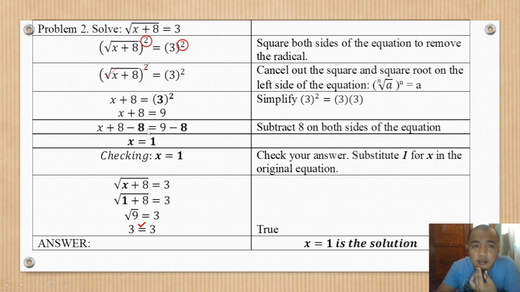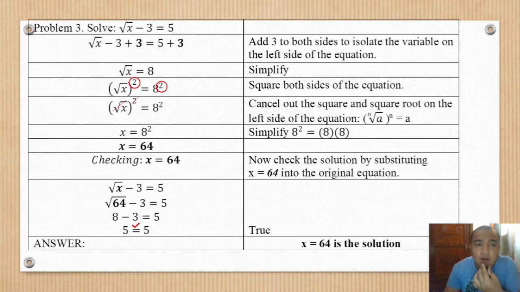Now let's check your answer by writing the original equation. Square root of x plus 8 equals 3. Substitute x by 1. 1 plus 8 is square root of 9. What is square root of 9? 3 equals 3. True. Therefore, the solution is 1. x equals 1 is the solution. Right? Another problem, number 3. Square root of x minus 3 equals 5. So, these are just easy equations.